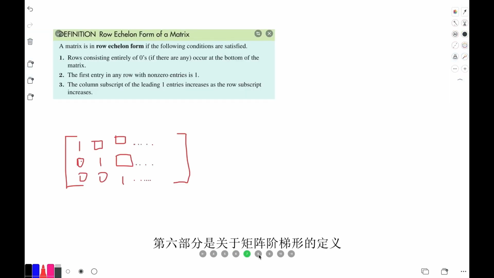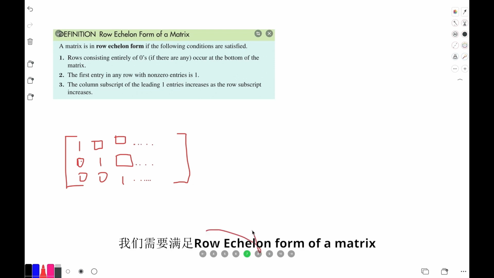And the sixth part is about the definition of the echelon form of a matrix. This is the form which you need to remember. Let's look at a simple question which uses a matrix to solve a three-dimensional system of first-order equations. We need to satisfy the row echelon form of the matrix.